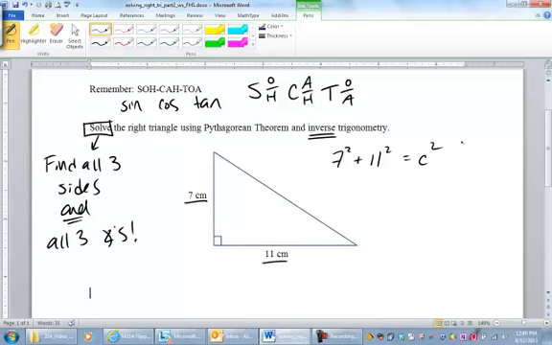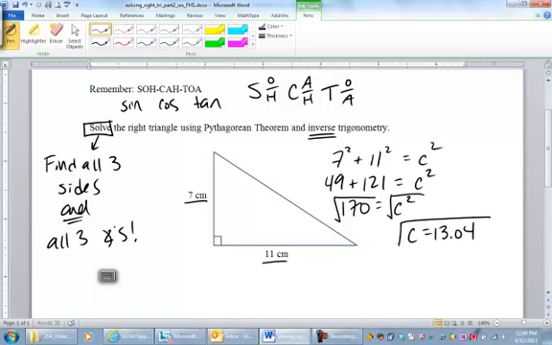7 squared is 49, 11 squared is 121, and when you add those together you get 170 equals c squared. Remember, we don't care what c squared is. What we have to do is square root both sides. Since we're going to use trig, you know you're going to get decimals when you use SOHCAHTOA, so I'm just going to do this in the calculator instead of simplifying the radical, since all my answers are going to be in decimals anyway. Gives me 13.04. So that is my third side here, which is 13.04. I'm going to label that before I go any farther.